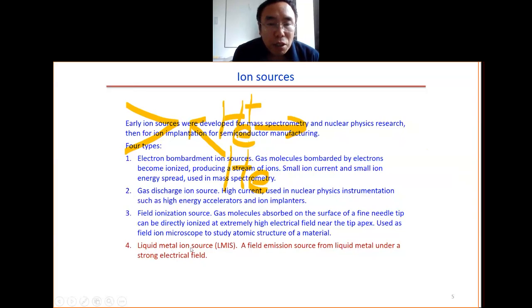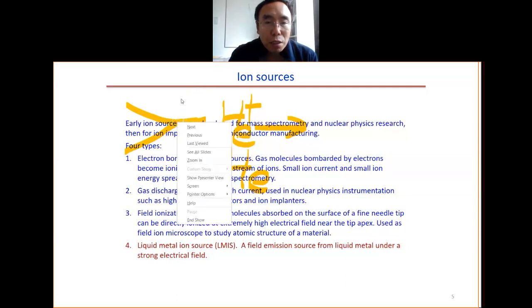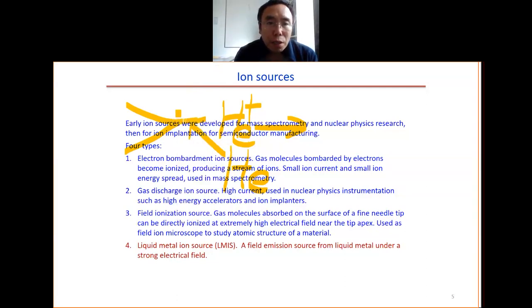The last one is the liquid metal ion source. The idea is the same, we also need a very high field. But in the previous case we have gas molecules in the chamber that got ionized, while for the liquid metal ion source, the material itself comes out. It gets vaporized, it gets ionized, and then it comes out. For focused ion beam, the most popular one is gallium, and this gallium is produced by the liquid metal ion source. So we'll talk about this one first.